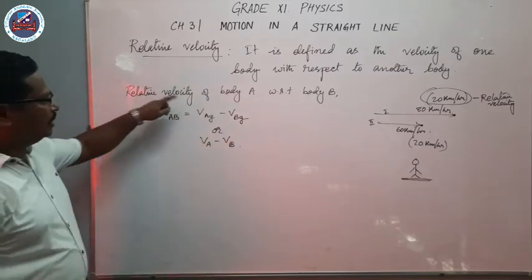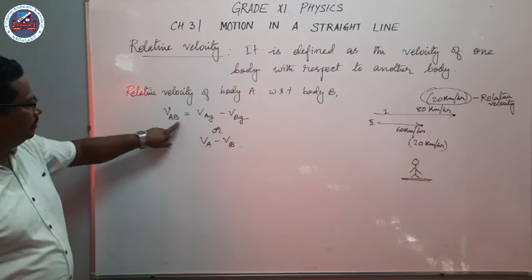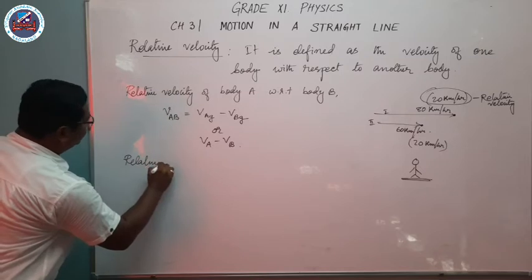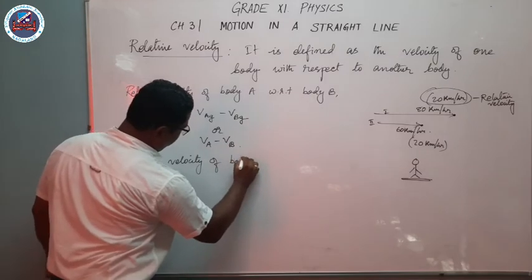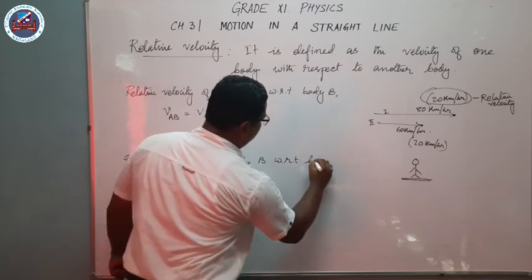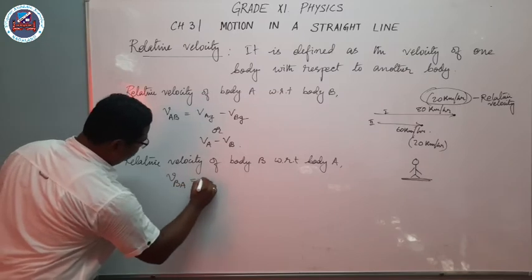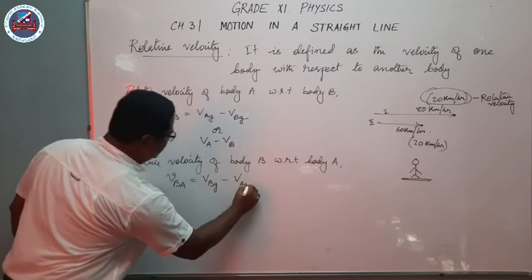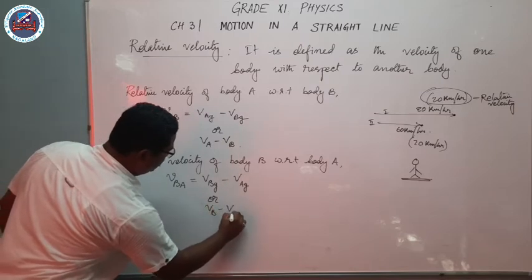And if we say relative velocity of body B with respect to body A, then we will write VBA. It is VB minus VA, or VBG, VAG you can use, or this can be written as VB minus VA.